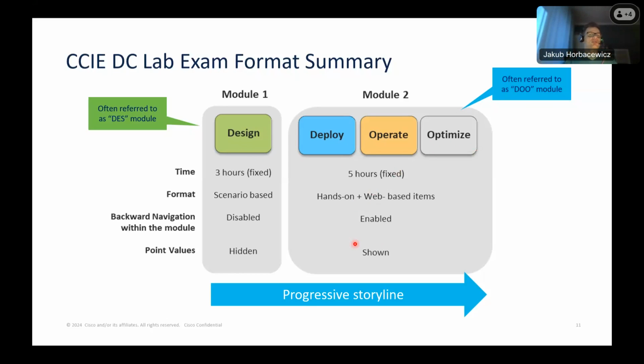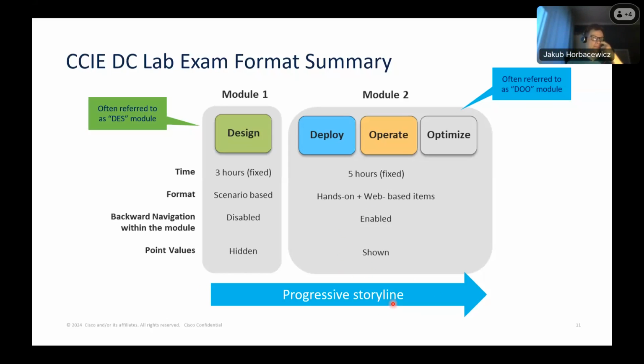Now, even though these 2 parts of the exam might seem completely separate and independent, there is one thing which glues them together, and this is a storyline, all right? During the exam, you will be presented with a scenario or a couple of scenarios involving a made-up company, okay? In module number 1, we will work through design considerations and design choices for this company network, and then in the second module, the DOO module, you will move on to the actual deployment of that network.